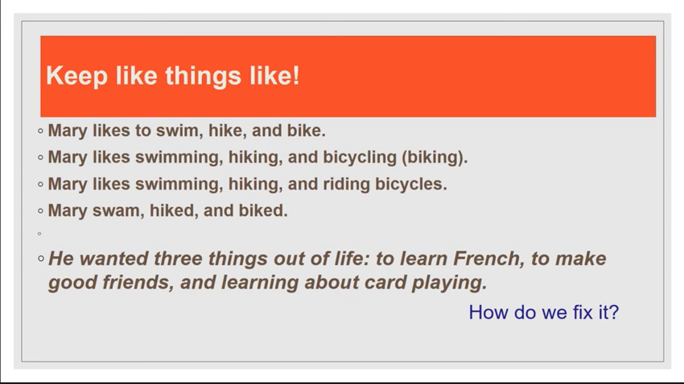Let's look at this sentence. He wanted 3 things out of life: to learn French, to make good friends, and learning about card playing. Ooh, one of those things is not like the others. So how do we fix it? Let's make the like things like. He wanted 3 things out of life. We've got a to learn, to make, and we've got another to learn. So let's shuffle these things around. To learn French, to learn about card playing, and to make good friends. All of a sudden that sentence makes perfect sense because we've got the same structure.